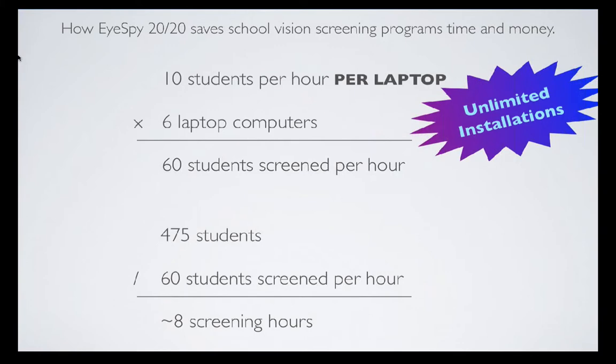So unlike objective vision screening devices, where if you buy an objective vision screening device, you get one device, when you buy EyeSpy 2020, you're effectively buying 20 or 30 vision screening devices, because you can install it on as many computers as you want, and as soon as you do, you turn that laptop into a very powerful vision screener.